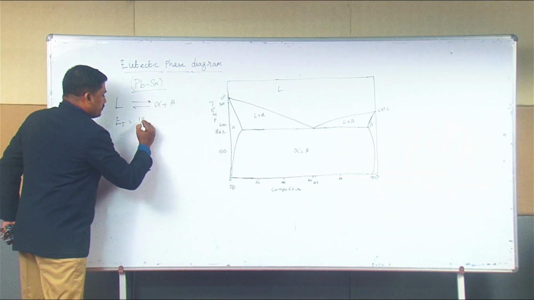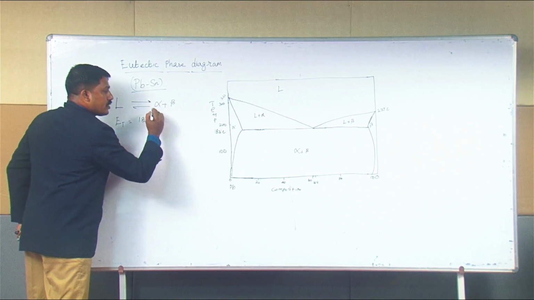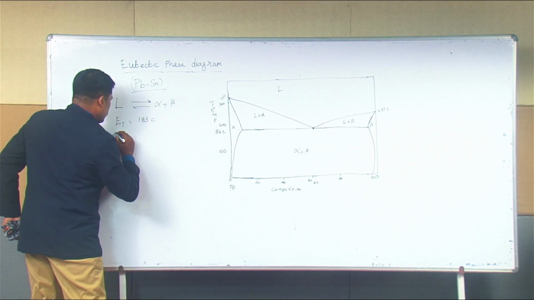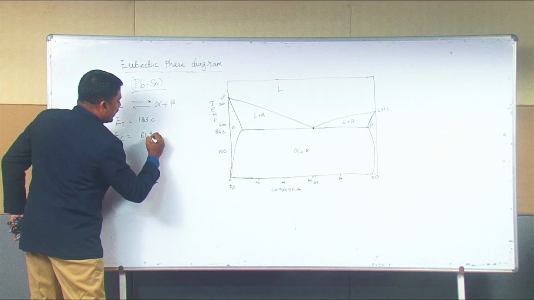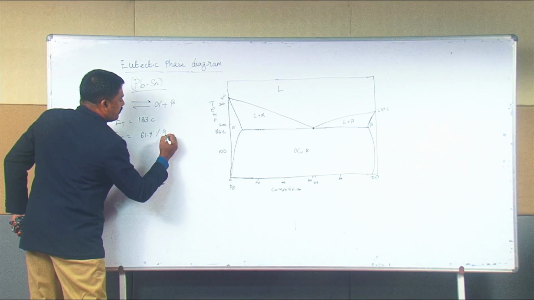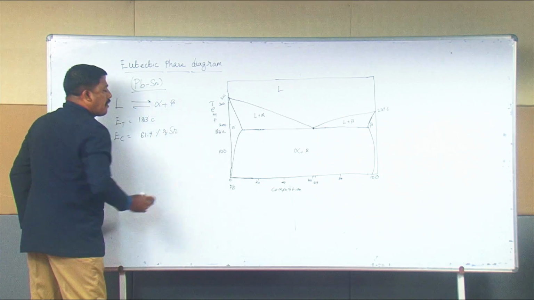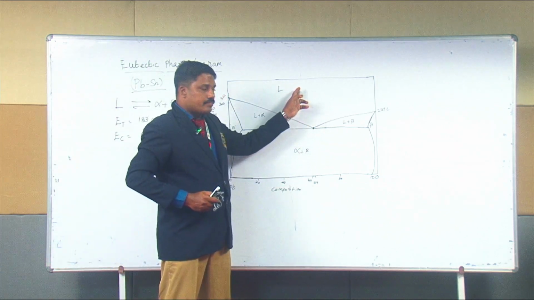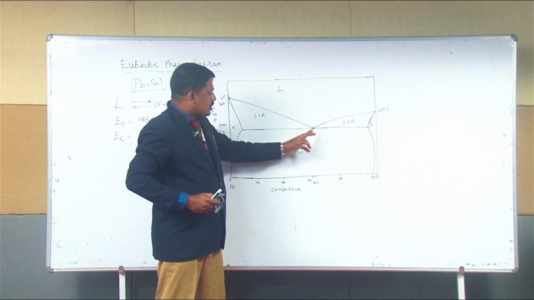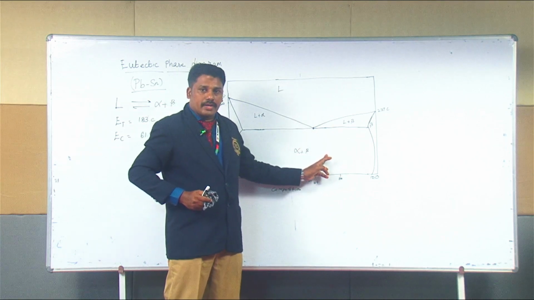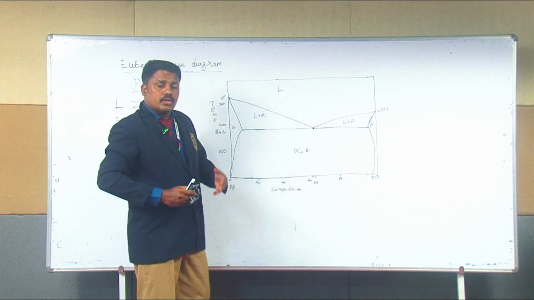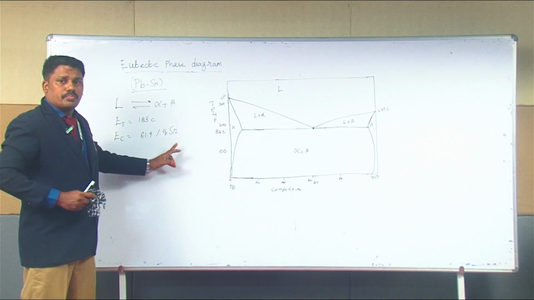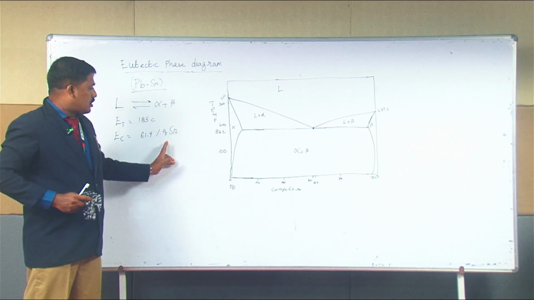So at this temperature, the liquid has the eutectic composition, EC, equal to 61.9 percentage of tin, Sn. So at this composition, upon cooling, the liquid changes from liquid to alpha plus beta. So this is called a eutectic phase diagram. The eutectic reaction takes place at 183 degrees Celsius and at 61.9 weight percentage of tin.